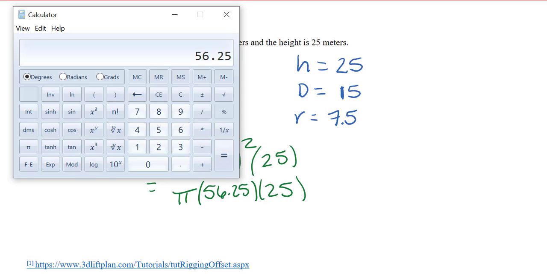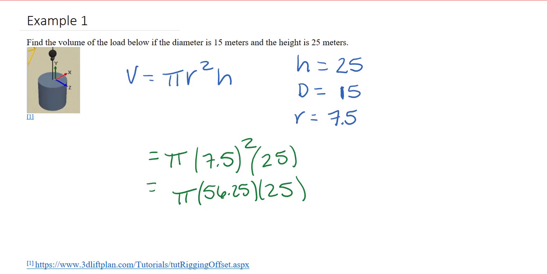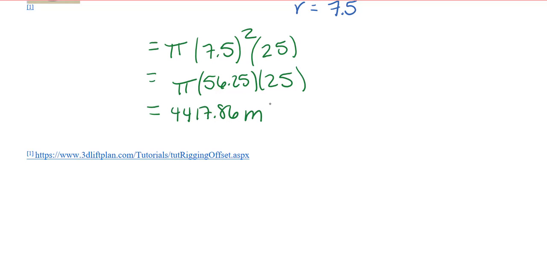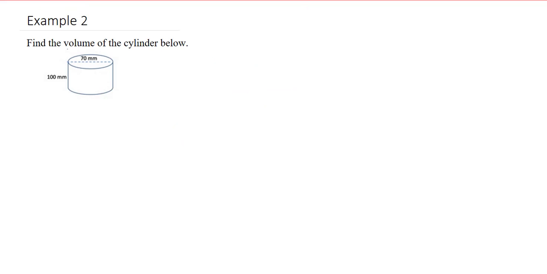Now let's go ahead, back to our calculators, multiply it by 25 times pi, or you can do 3.14. And what do we get? We get 4,417.86. Now this is in meters, and so it's cubic meters because we're dealing with volume. Now let's look at another example.